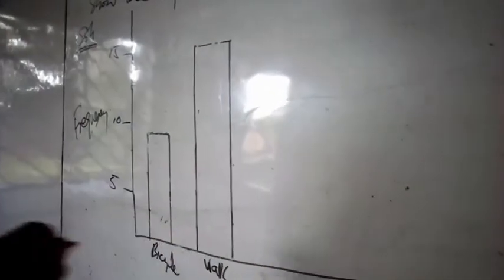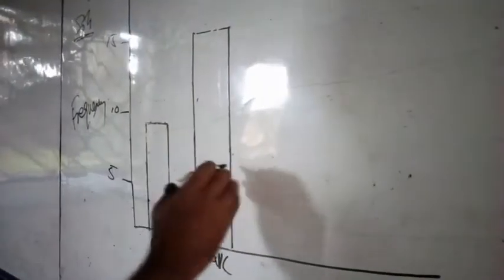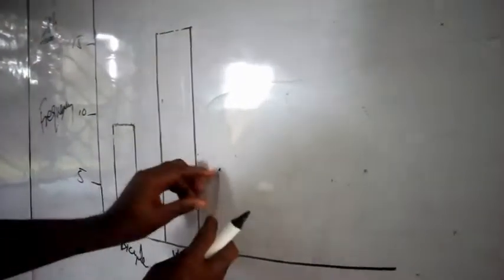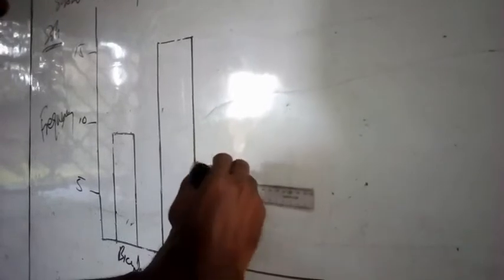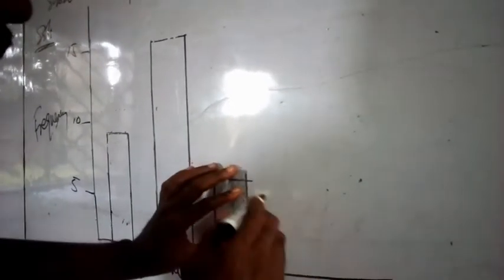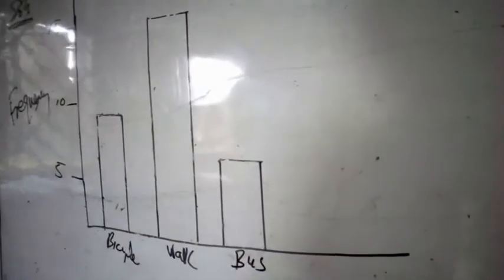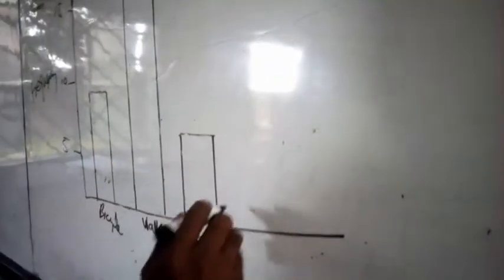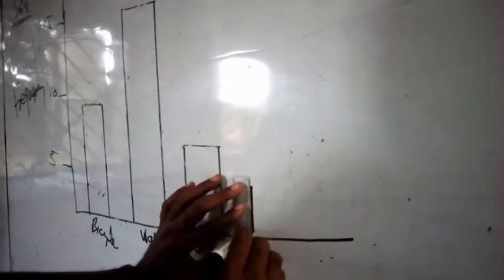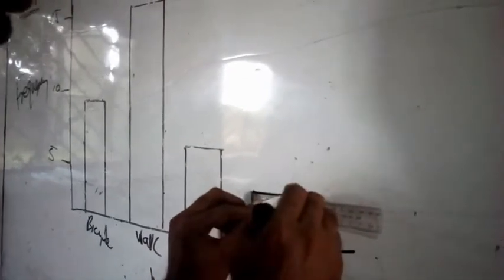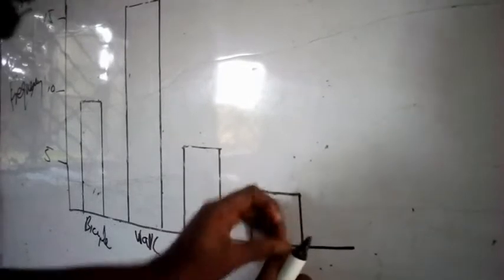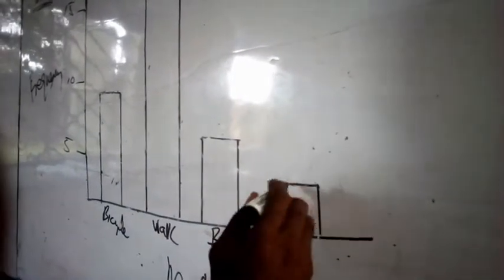Good. The next one is bus. Bus is 7. So after 5, 6, 7. That will be my 7. Remember, it must be equal. Use your ruler so that the bars will be straight. If you use crooked bars, then your teacher will not mark it correct. So this is bus. Those that use bus. Then cars is 5. So the same space between them, then I'll have my cars. These are those that travel with cars.